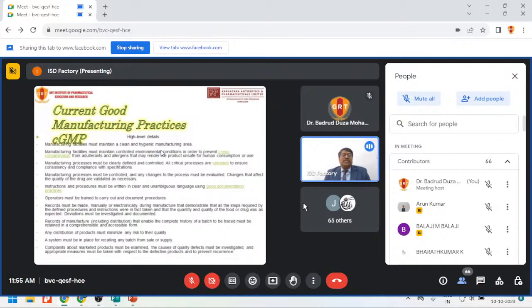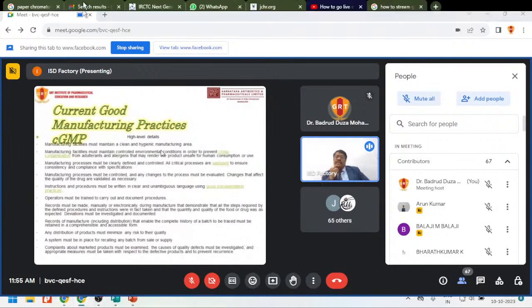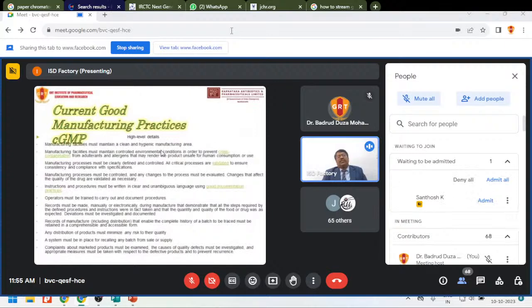And the instructions and procedures must be written in clear and unambiguous language. So here, current good manufacturing practices say that we should follow the SOPs, standard operating procedures. As per the procedure, we should process in our systems. Here the important thing I want to tell you is that in good manufacturing practice, the SOPs are also displayed in the local language.